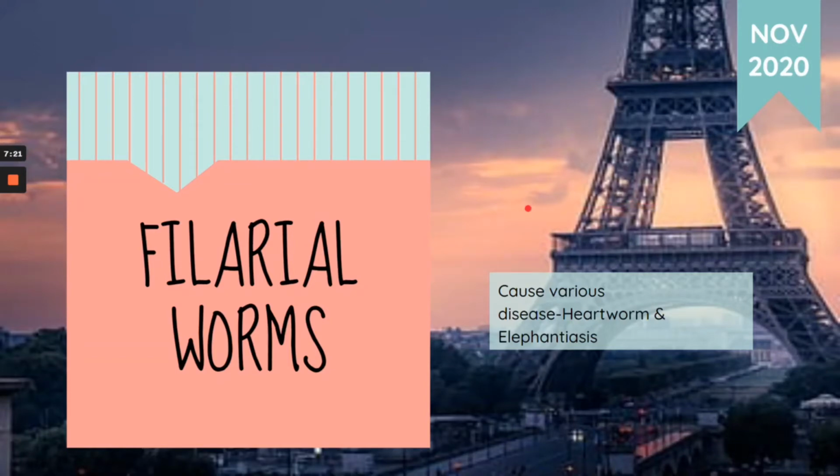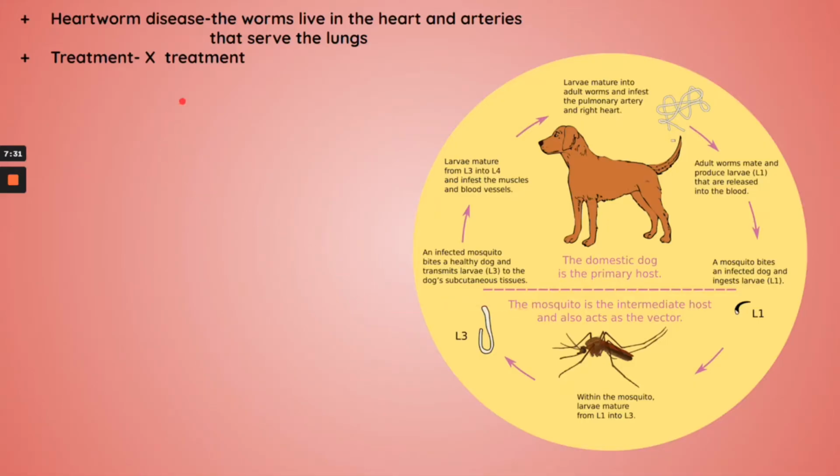The third one is filarial worm. Filarial worms cause various diseases such as heartworm and elephantiasis. So we go to the first one, that is heartworm disease. Why do we call it heartworm disease? We call it heartworm disease because the worms live in the heart and arteries that serve the lung.